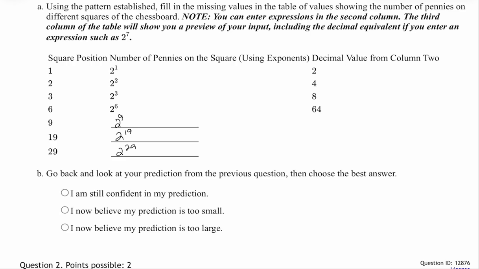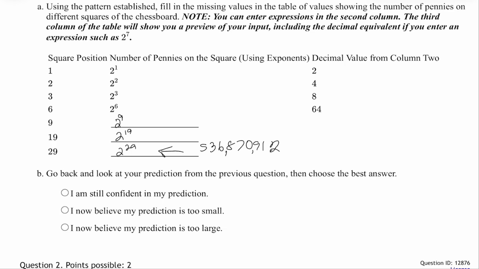And then it says, go back and look at your prediction from the previous equation, then choose the best answer. If you hit the preview button, like on this one alone, my 2 to the 29th, we said 10 million.